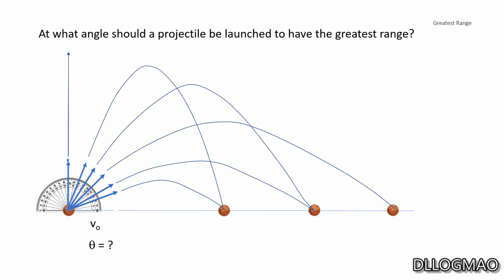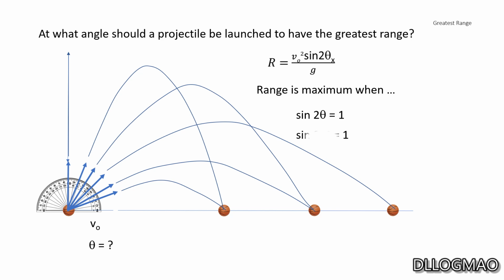Let's prove this using the formula R is equal to the ratio of the product of the square of initial velocity and sine 2 theta sub x, and acceleration due to gravity. Range is maximum when sine 2 theta sub x is equal to 1. Sine 90 degrees is equal to 1. Thus, 2 theta is equal to 90 degrees. Theta is equal to 45 degrees. This proves the illustration that the maximum range can be attained at 45 degrees.